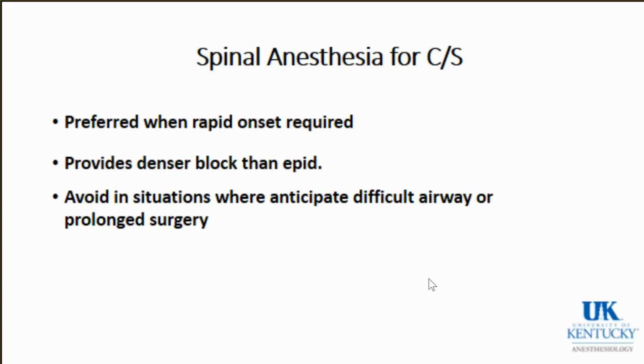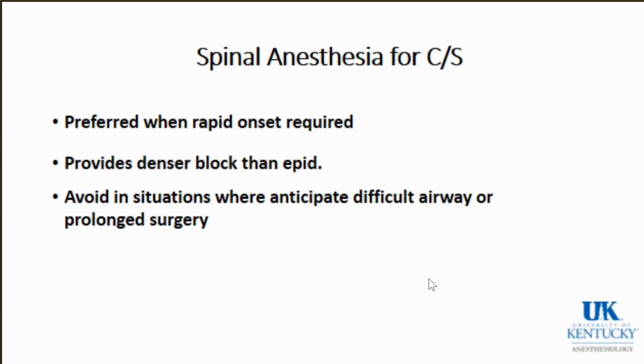Spinal anesthesia is another option whenever you need a rapid onset. So say you have someone who comes in and they're 9 centimeters dilated and they just realize that the baby is breech. So you don't have a lot of time, but you have enough time to do a regional rather than having to go straight to general anesthesia. A spinal anesthetic is a great choice for those sorts of situations.